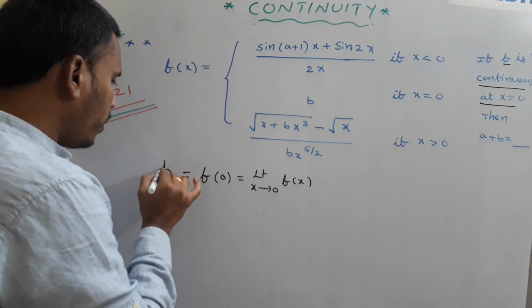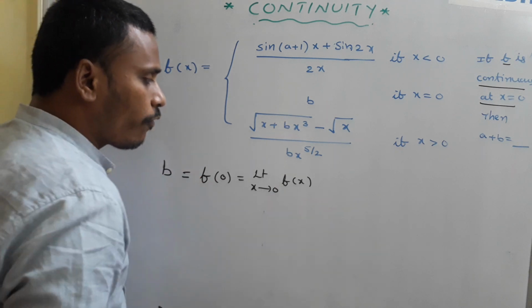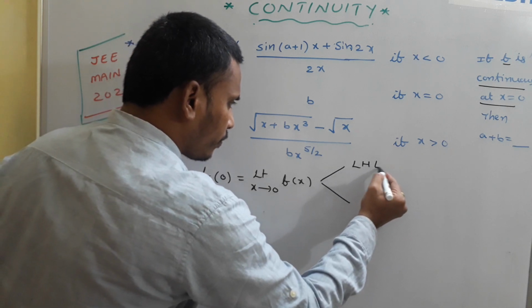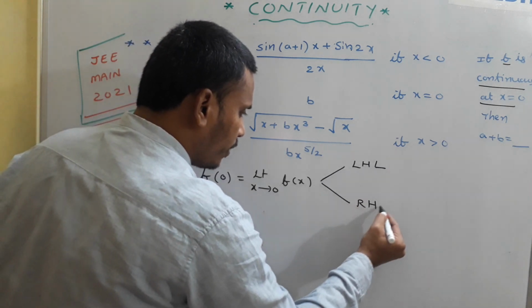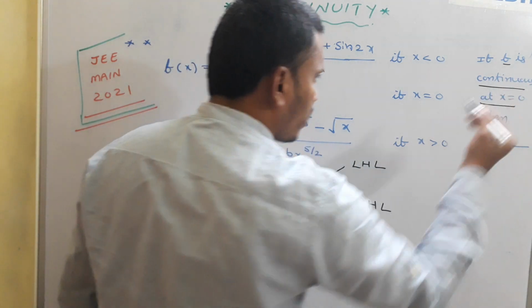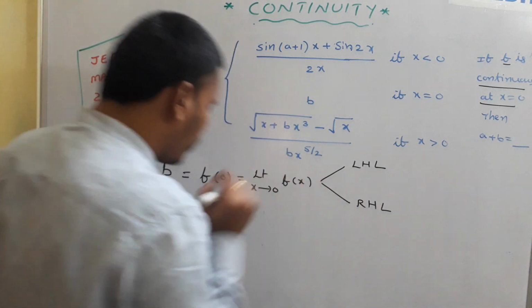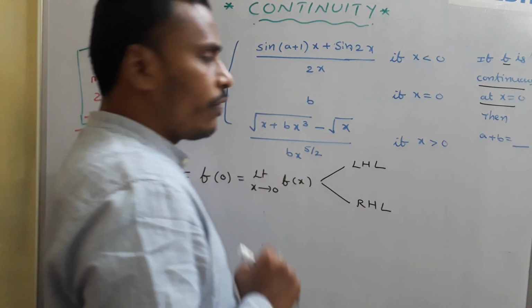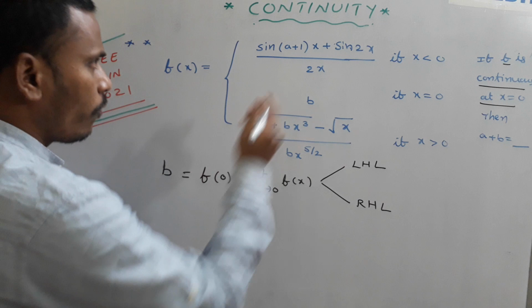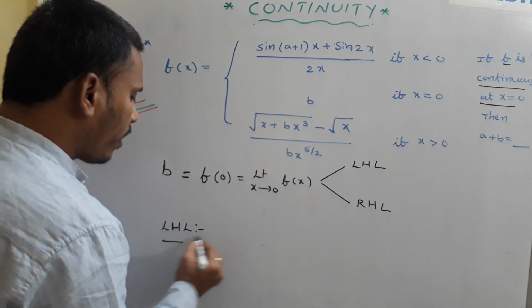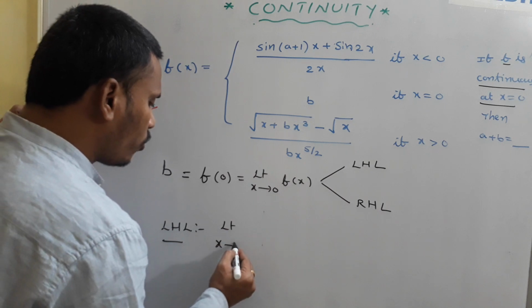F of 0 is b, and for the limit as x tends to 0 of f of x, we need to calculate the left limit as well as the right limit. Since f is continuous at x equals 0, left limit equals right limit equals functional value. From there we need to calculate. One by one I will do now. First of all, think about the left limit. It is a bit simple one. Left limit is the limit as x tends to 0.